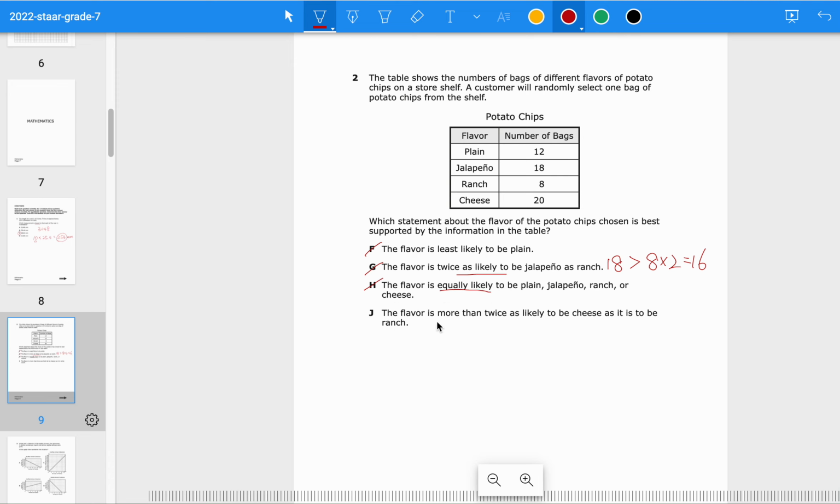And J, the flavor is more than twice as likely to be cheese as it is to be ranch. So cheese is 20 and ranch is 8. If we have 2 times ranch, that would be 16, right? So 20 is greater than 16. So it is more than twice as likely. So J is correct. If you're lucky enough to jump into J directly, you can find the right answer. Otherwise, you can just keep on reading each of them and eliminate the ones you are certain are wrong, and you can find out the correct answer for this one.